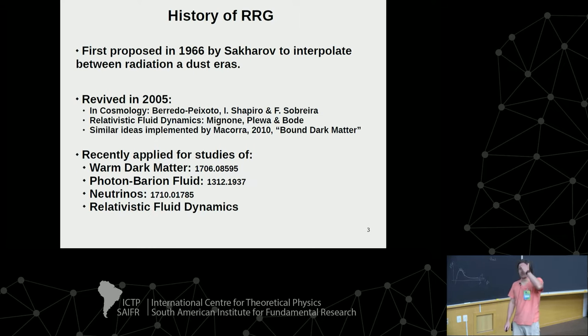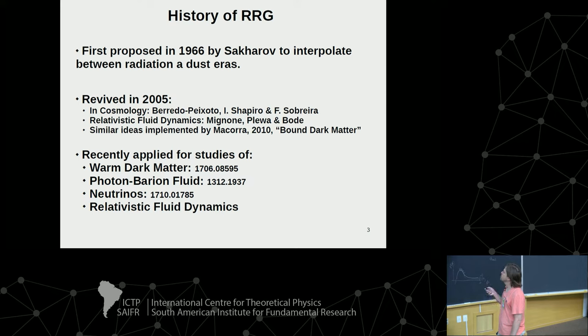All right, so this is a rather old idea proposed in 1966 by Sakharov. It was an idea to interpolate between matter-dominated and radiation-dominated eras. I'll put that in more specific terms, but the basic idea is to consider a gas where the particles all have the same momentum. Then, much later, it was revived in 2005 in cosmology by these people that work here in Brazil.